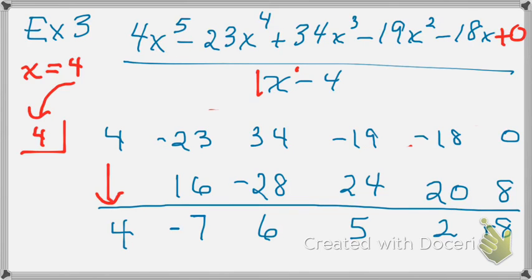Okay, so I'm going to have 4x to the 4th. Just decrease the power by 1. It's negative 7x to the 3rd plus 6x to the 2nd plus 5x plus 2 plus 8 over what? X minus 4. And there's your answer.